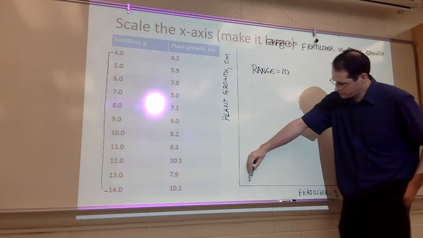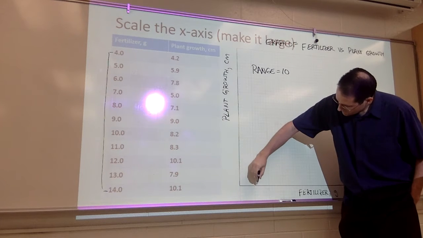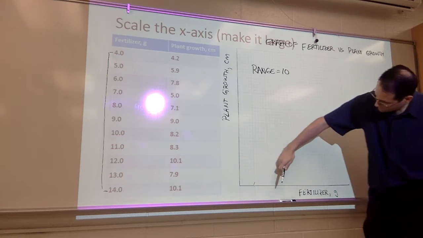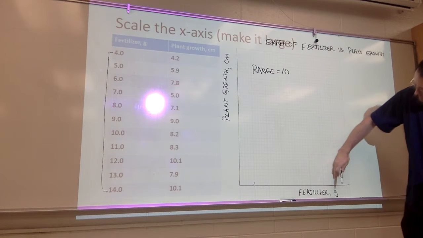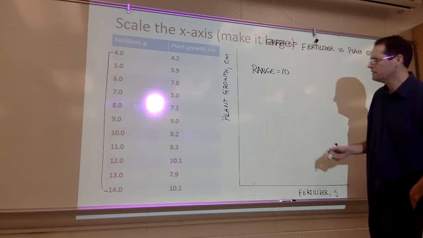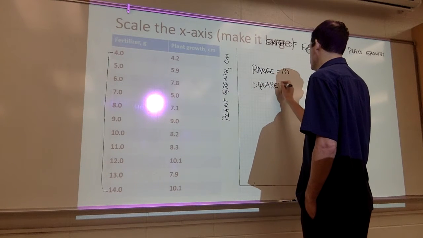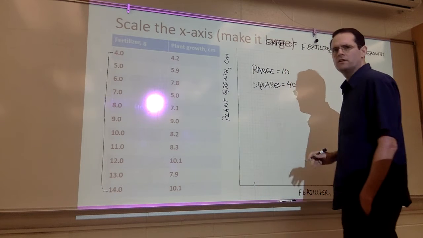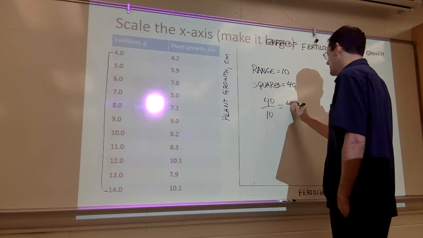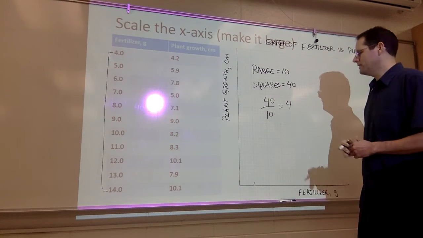Next, we want to count these squares that are available here on the graph paper. Each large division has 5 squares, so there's 5, 10, 15, 20, 25, 30, 40. 40 squares, okay? All right, so we take the number of squares and we divide it by the range, and it tells us that every 4 squares we have a value of 1, okay?